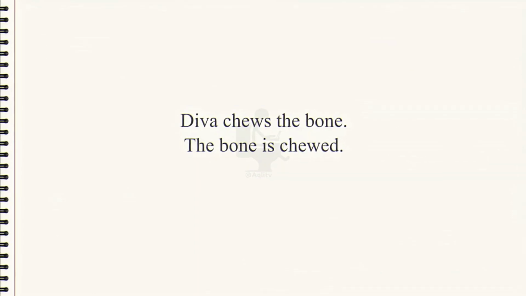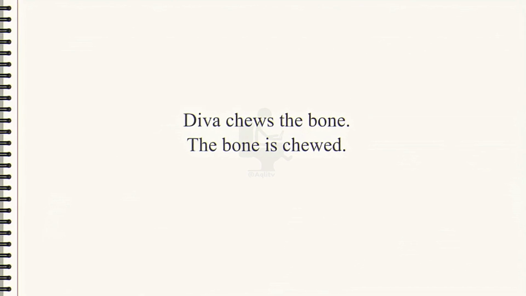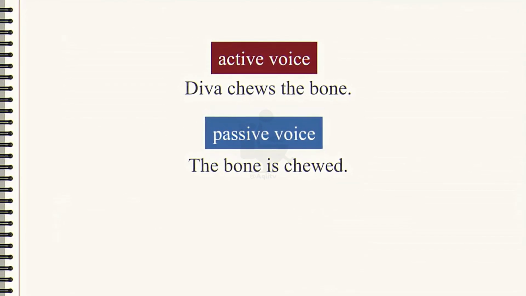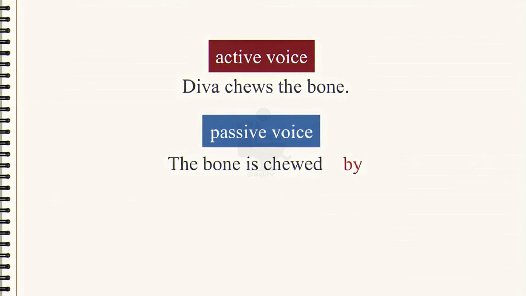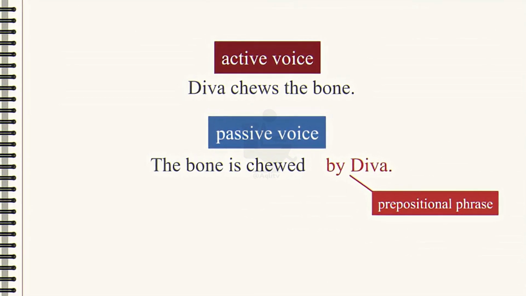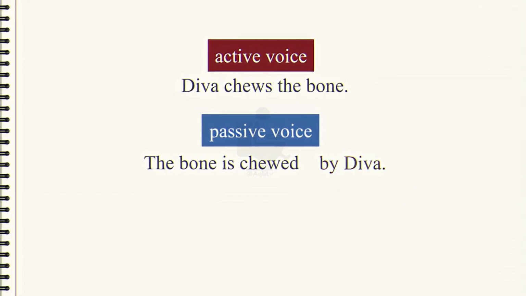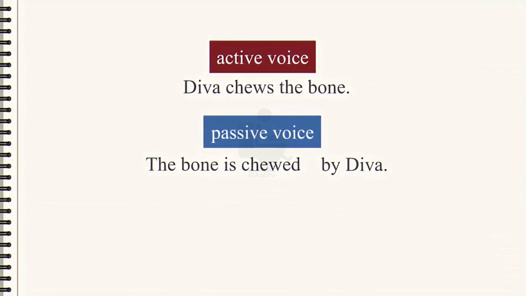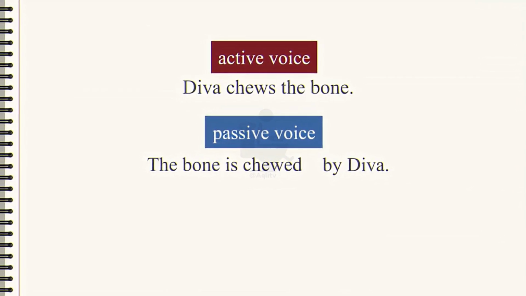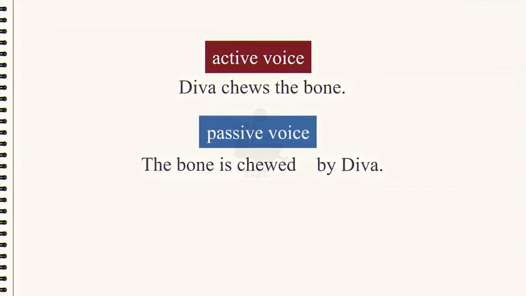In English, we have two main options for voice: active and passive. And the passive voice can be used with an optional prepositional phrase to say who or what does an action. Often, the active voice leads to stronger, more straightforward writing. "Diva chews the bone" is simple and easy to follow.